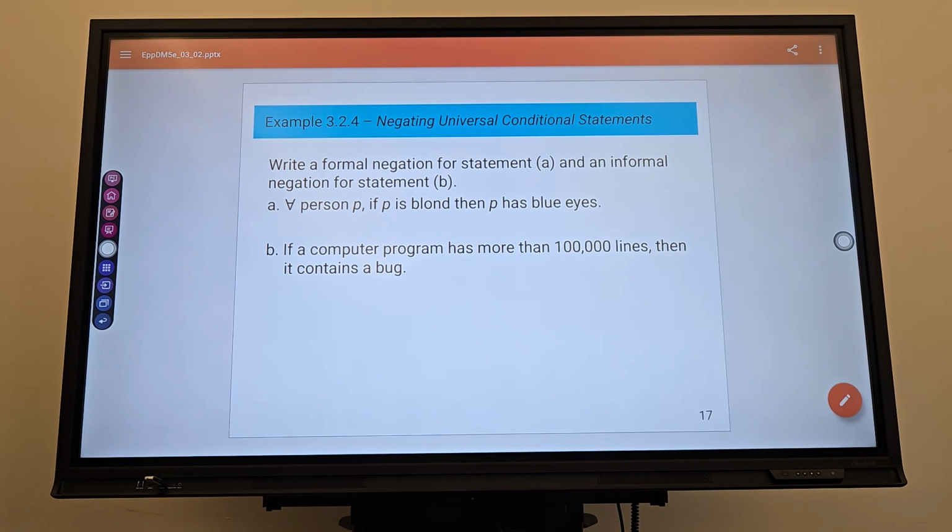Write a formal negation for statement A and an informal negation for statement B. There exists a P such that if P is blonde, then P does not have blue eyes.